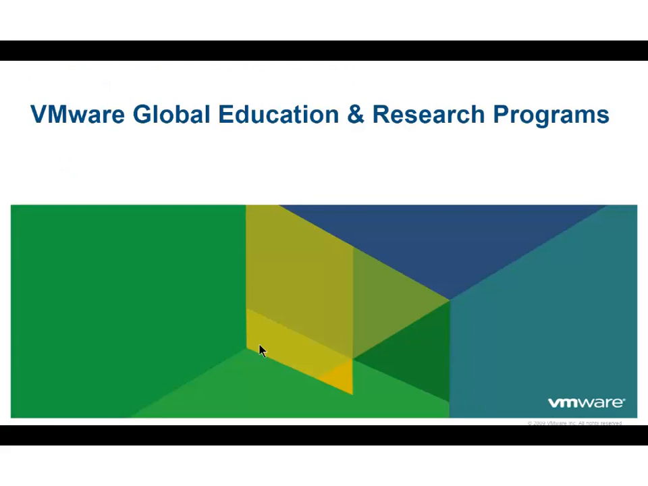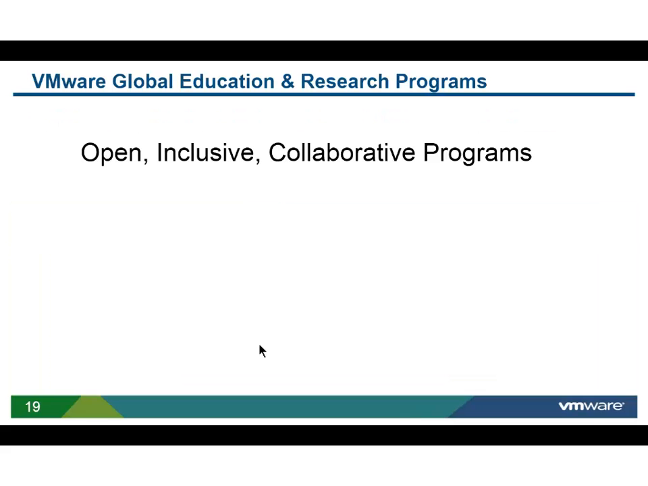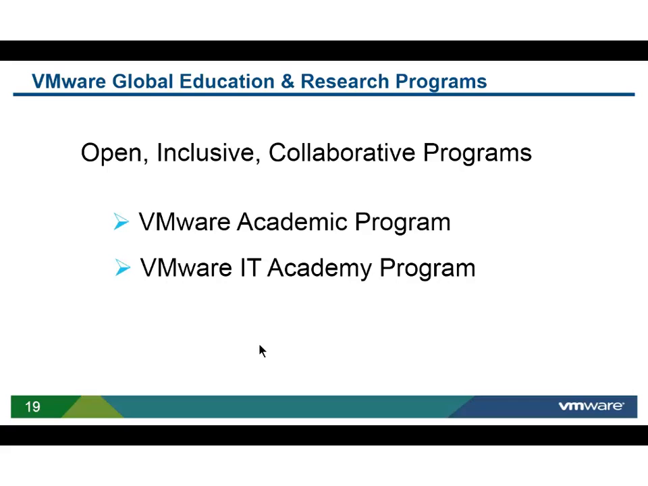Okay, so let me tell you about the programs that give you access to VMware's technologies and resources. Our global education research programs are intended to be open, inclusive, and collaborative. There are two of them. The one that's been around the longest is the VMware Academic Program. And at VMware, we're great software engineers, but we're not necessarily the best at naming things, so they're not confusing. The other program is the VMware IT Academy program, so almost identical. We made them pretty close, but there is a big difference between the two.